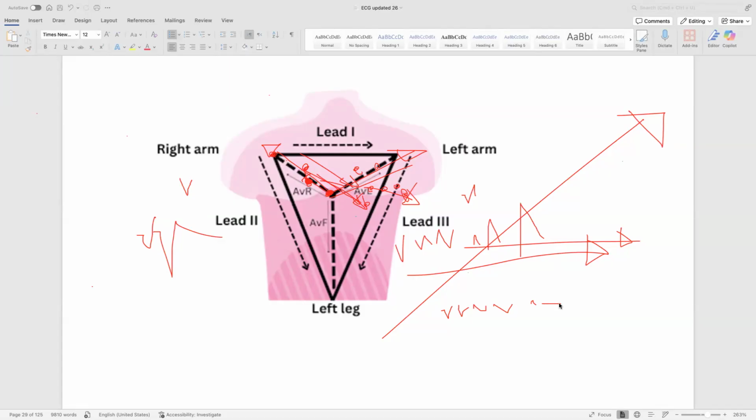What is the significance of poor R wave progression? Cardiac infarction. That means the R wave is not increasing from V1 to V6. Cardiac tamponade, if we have an inverted P wave in lead 1 and poor progression. Ventricular contraction.